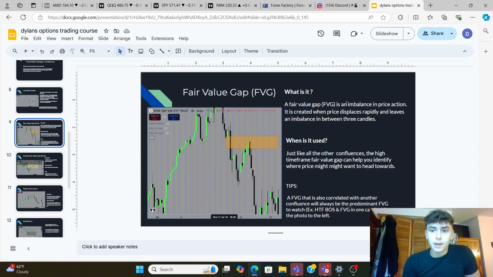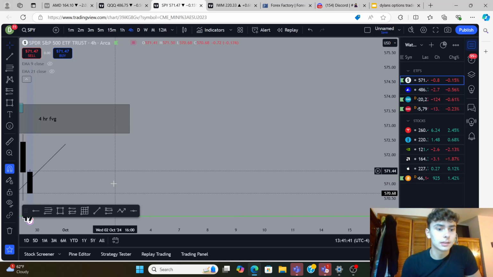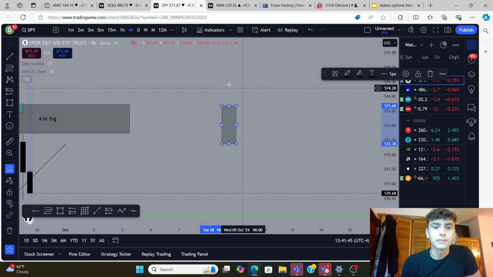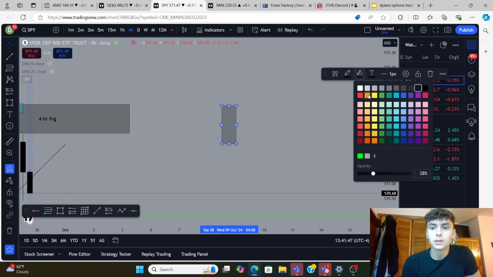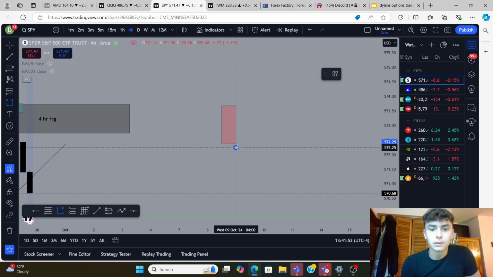So first, let's look at our definition. A fair value gap is an imbalance in price action. It's created when price displaces rapidly and leaves an imbalance in between three candles. So it's a three candlestick pattern. I'm assuming most of you know what fair value gaps are, but just in case, we're going to give a little example.